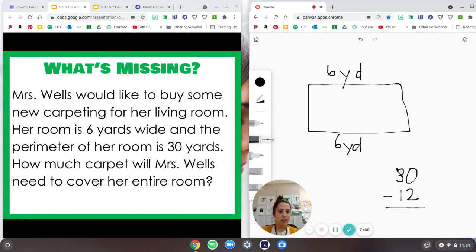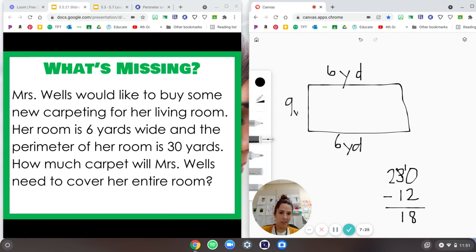So I can take away from my whole perimeter to find that missing part. I need to borrow here. 10 minus 2 is 8, and 2 minus 1 is 1. So I'm left with 18 yards to use in my perimeter. But I have 2 spots left. We gotta split it in half. Oh yeah, so 18 divided by 2. That's 9. So this side is 9 yards.